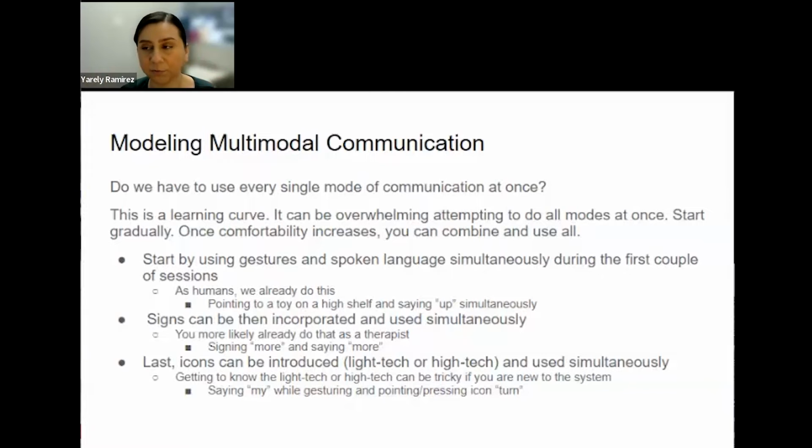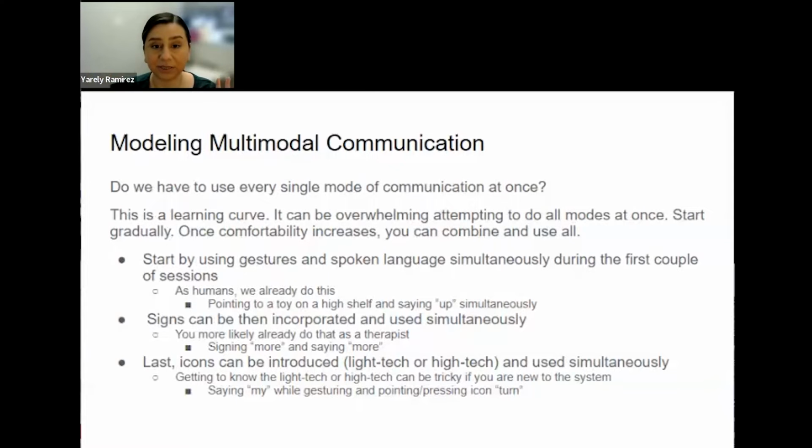And then we can start introducing icons. Once we feel more comfortable using gestures and sign, let's go ahead and add icons to the equation. We can either use a light tech or a high tech. And this is where the learning curve starts as well. We're so used to using spoken language that now we have to use this accessory, this additional tool, and we have to learn where the icons are in different places. So take your time, pick a word.